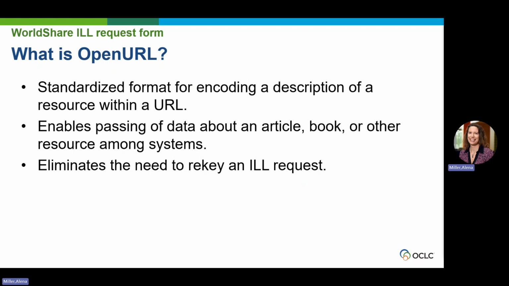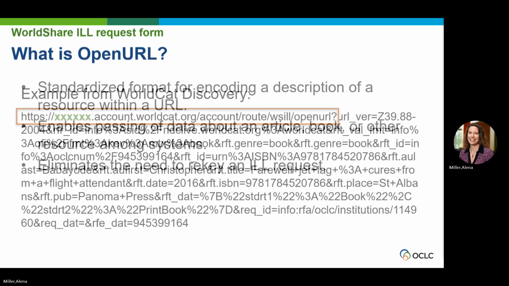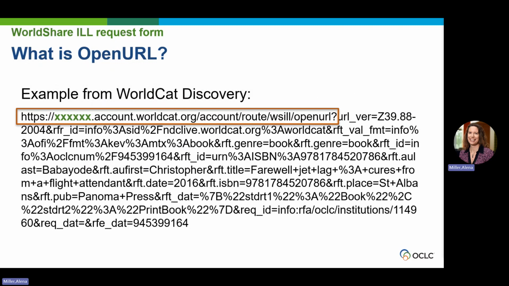Before we get into details about setting up the form, let's talk just a minute about OpenURL. It is the standard that's used to pass requests between systems, and it eliminates any need to rekey bibliographic information. And what does an OpenURL look like? Well, here's an example. The first part is what's called the base URL. That tells the discovery system where your form is located. And then everything appended to that base URL provides bibliographic data and information about the request.